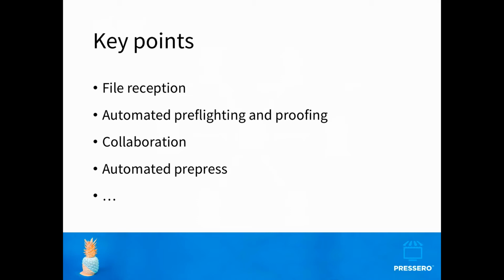Then the collaboration is obvious. It allows people to collaborate on a certain project without losing any communication anywhere. And automated prepress, which is kind of in the automatic pre-flighting, but it also goes further than that. You can process your file in more complicated ways. For example, if you have a banner, you have the possibility to automate the addition of grommets to your file as well. Of course, there are more things, but these are the main things that I will also show you later.